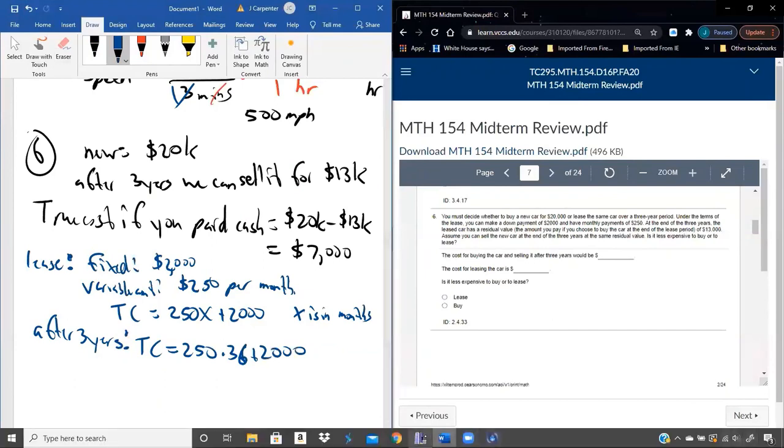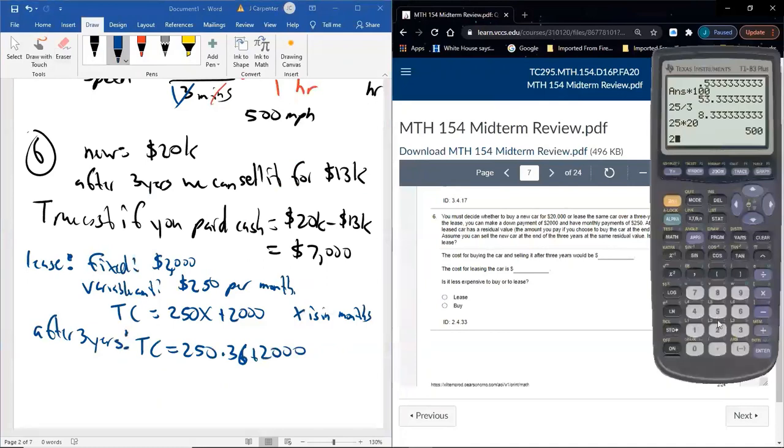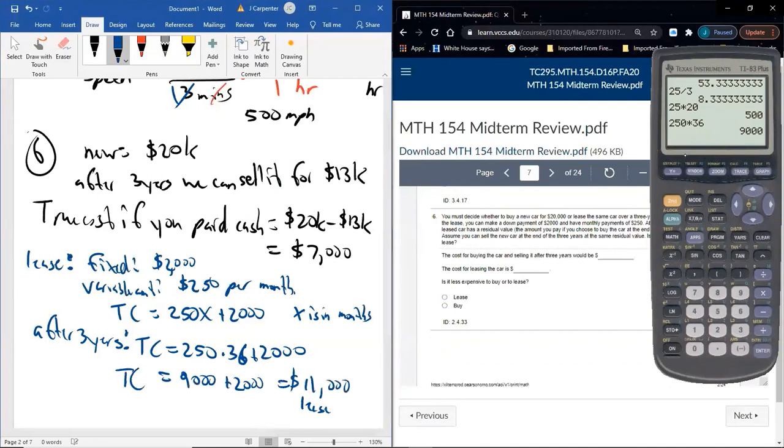All right, so we can pull out our calculator. And we'll go 250 times 36. This will be how much we pay in our monthly fees. 250 times 36, not 360. And we get $9,000 plus the 2,000, which is 11,000. So our total cost to lease is 11 grand, but our total cost to buy was 7 grand.